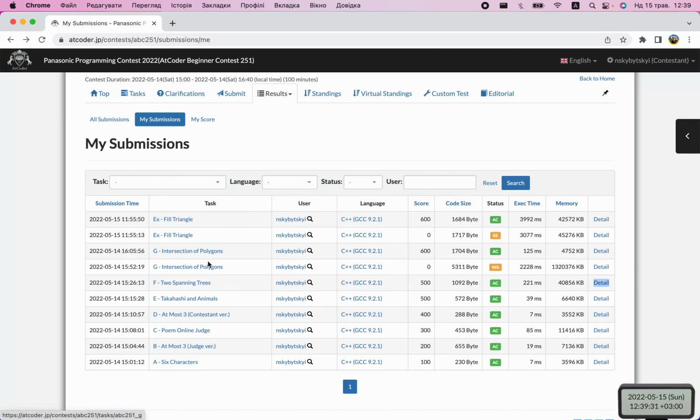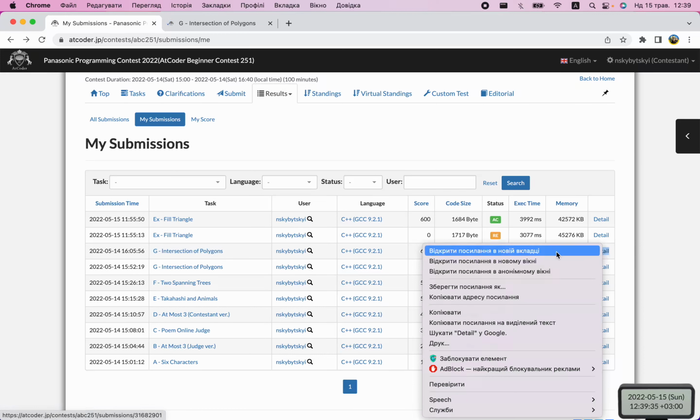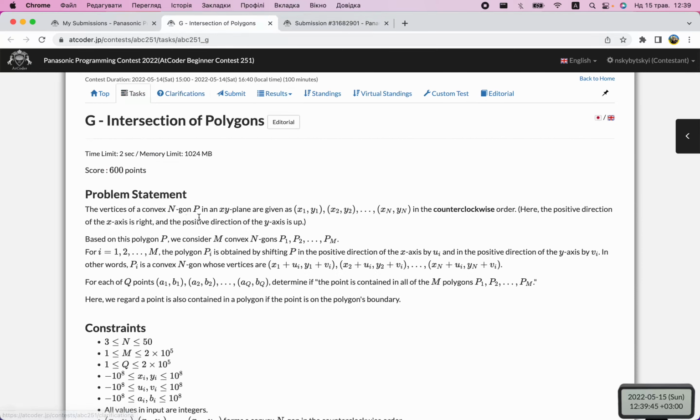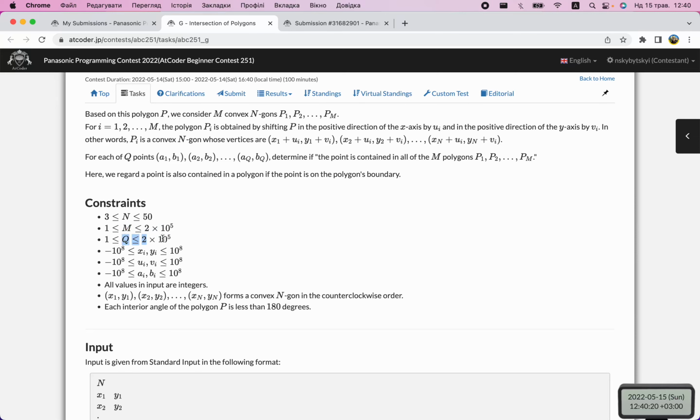Now let's take a look at problem G. In problem G, you are given a convex polygon with at most 50 vertices. And you are given some number of translations of this polygon. You take all vertices and translate them by some vector (ui, vi), and you get a new polygon. You intersect all of those translations, you get a new polygon, and then you got queries. For each query, we need to check if a point is contained within the intersection of those polygons. There were a lot of translations and a lot of queries.